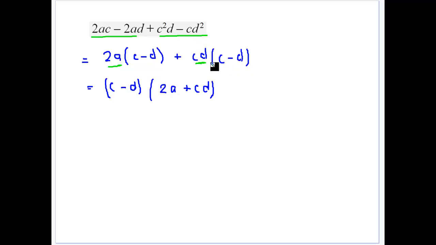Now if you have a look, that's similar to what we did in the previous video, where we said, well, those two are common terms. We've got common factors. We're multiplying with these ones, so that's a common factor. Take the c minus d out. That leaves us 2a plus cd in our other bracket. So we've got it down to a nice factorization form where we've got two terms that are multiplying by each other. They're nice factors. Exactly what we want to work with.